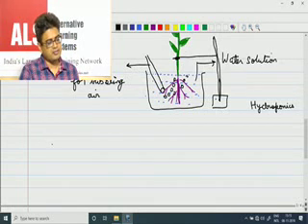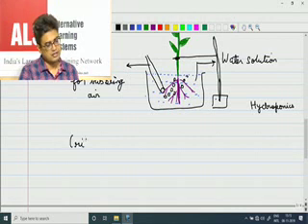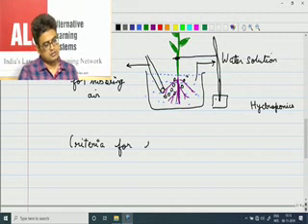Now, how to determine criteria for essentiality of a mineral?